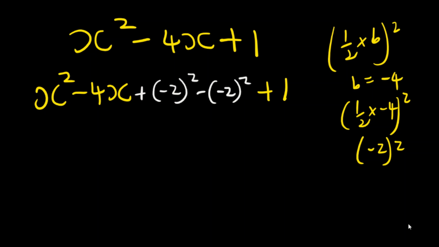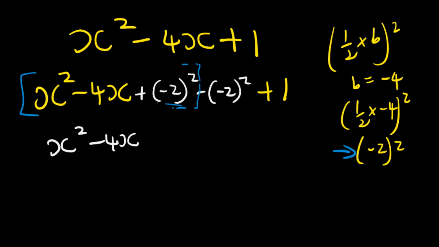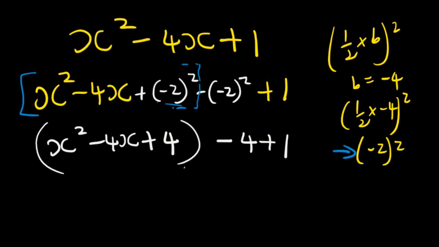And then from here you're going to separate. Where you added, because we added this here, that's when you're going to start putting your bracket, and also here. So let's write down everything properly that's inside the bracket. So you have x squared minus 4x, and minus 2 all squared gives us 4, so plus 4, right? And then let's put it inside the bracket, and then we have minus 4 plus 1 like this.